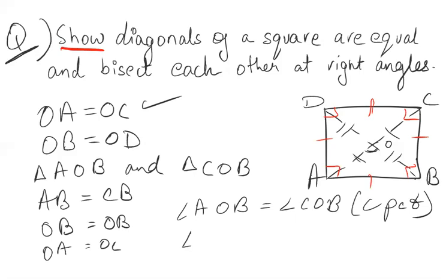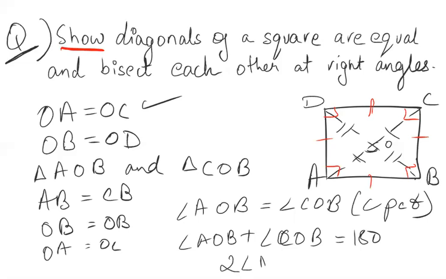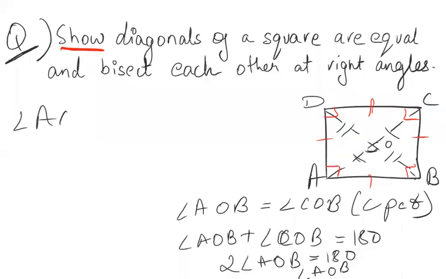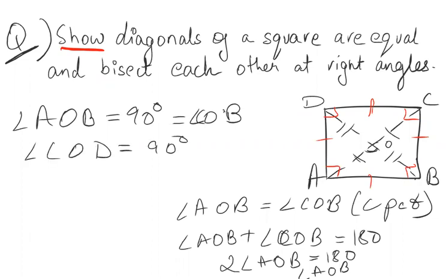So if I add, it's a linear pair, right? If I add these two angles, they're supplementary, so they should give me 180. And since they're equal, 2 times angle AOB is equal to 180, and by this angle AOB is equal to 90. And since that is 90, angle COB is also equal to 90. And angle COD is also equal to 90, which is also equal to angle AOB.